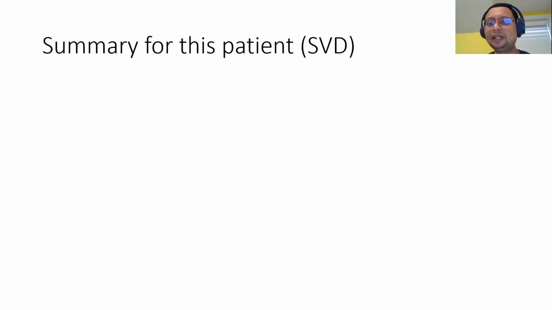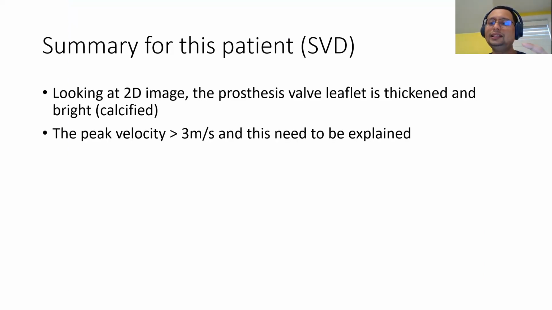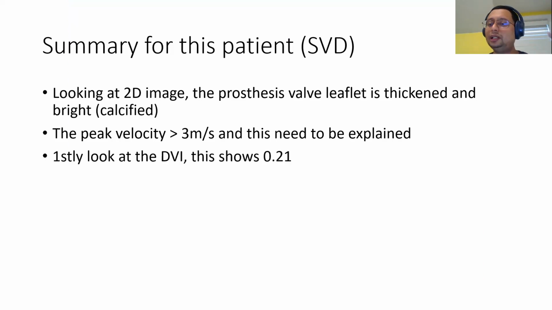So what is the summary for this patient? Looking at the 2D image, the prosthetic valve leaflet is thickened and bright. If it's thickened and not bright, it might be thrombosis. But if it's thickened and calcified, it is structural valve deterioration. You can see that the peak velocity is 3. This needs to be explained. Look at DVI, it is less than 0.25, it is 0.21. So this looks like a true obstruction.